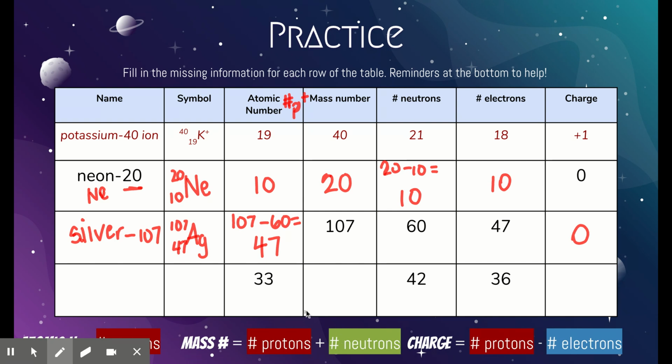So let's do the last one together. I've got an atomic number of 33, a number of neutrons, and a number of electrons. Okay. So the first thing I can do is calculate my mass number by taking the number of protons and adding my number of neutrons. So 33 plus 42 is going to be 75.